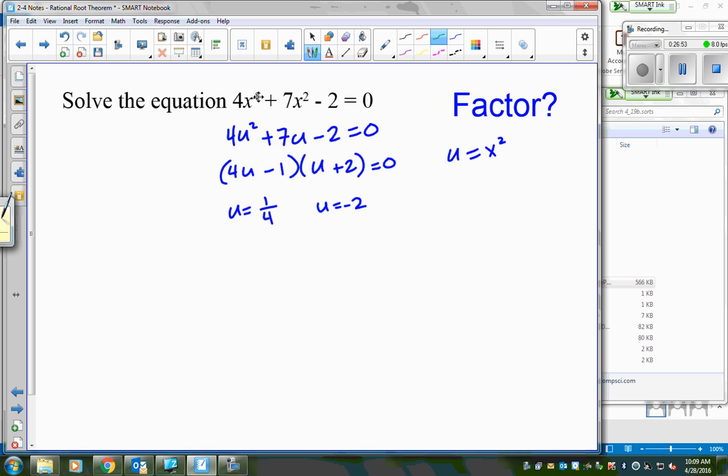So here, this is one of the ones we've done before where you hopefully recognize that you can do the substitution. Once again, I call x squared u, and then that becomes 7u, and that becomes 4u squared. That is the correct factoring, so we see it here. And then you get these. But those aren't the answers because we're trying to solve for x, right? So go a step further, and that means x squared is 1/4, and x squared is -2.